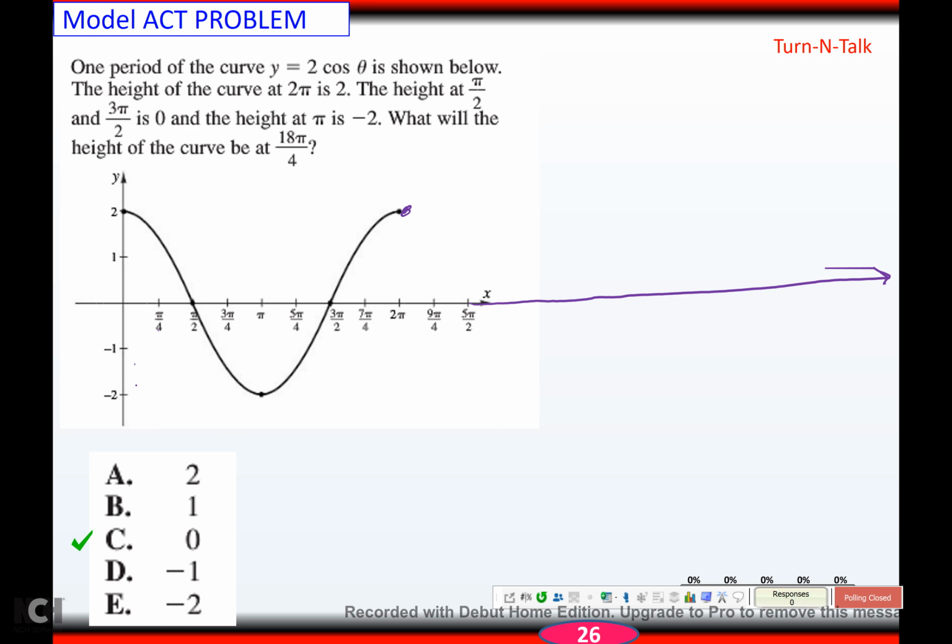Alright, sorry, pi over 4, 2 pi over 4, which yes reduces to pi over 2, 3 pi over 4, 4 pi over 4, 5 pi over 4, 6 pi over 4, 7 pi over 4, 8 pi over 4, 9 pi over 4, 10 pi over 4, 11, 12, 13, 14, 15, 16, 17, 18. I got to go all the way out to 18, yeah?